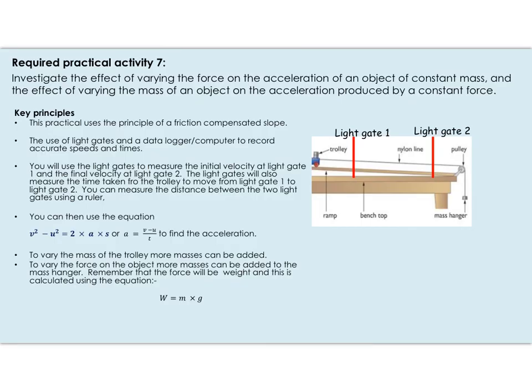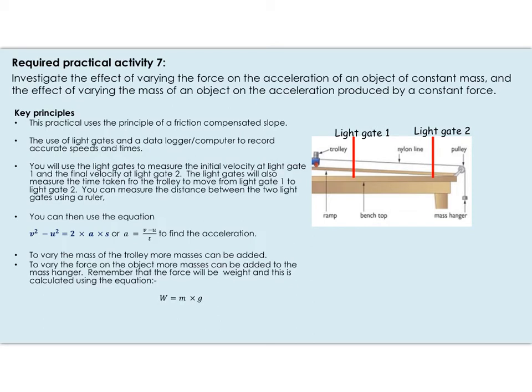So now moving on to required practical activity number 7, and this is to investigate the effect of varying the force on the acceleration of an object of constant mass. That could be experiment version 1. In that case, we're going to have a constant mass, we're going to change the force acting on the object, and we're going to measure the acceleration. Investigation number 2 in this practical is to investigate the effect of varying the mass of an object on the acceleration produced by a constant force.